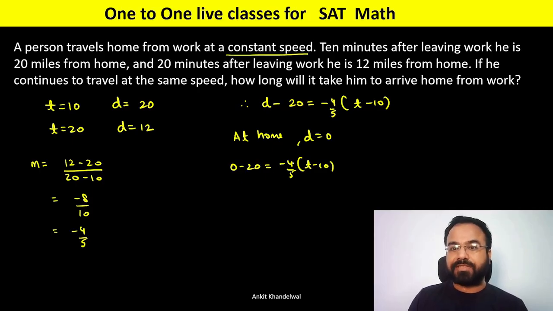So when you solve this, 4 will cancel, 20 will be multiplied by 5 over 4, giving 25. So it will be 25 is equal to t minus 10, or we can say t is equal to 35 minutes. So after 35 minutes, he will be at home.